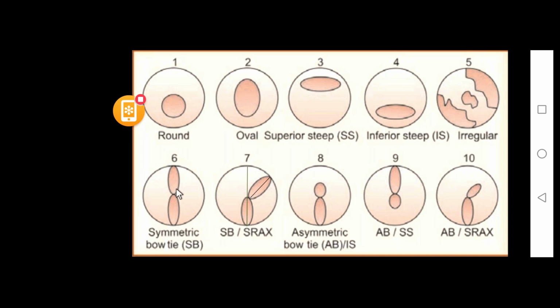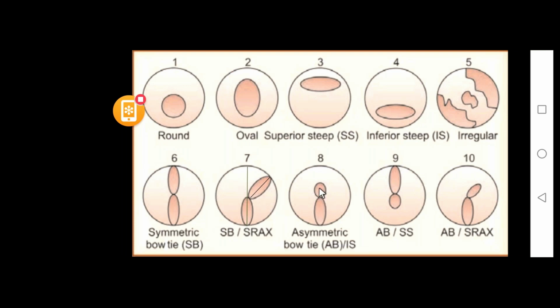Right. Next is a bow tie. Okay, we need to remember that this is known as a bow tie because it looks like a bow tie. So it could be called a bow tie or a dumbbell. These bow ties or dumbbells can be symmetric or asymmetric. Now, what do I mean when I say symmetric bow tie? Symmetric bow tie means both the ovals of the bow tie are equal in size, right?